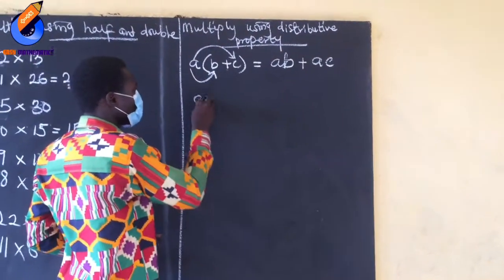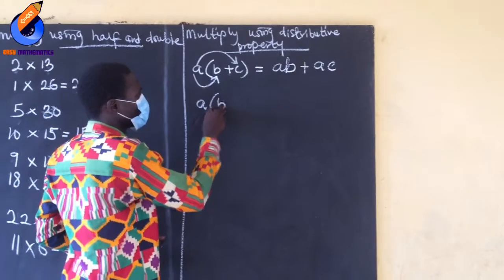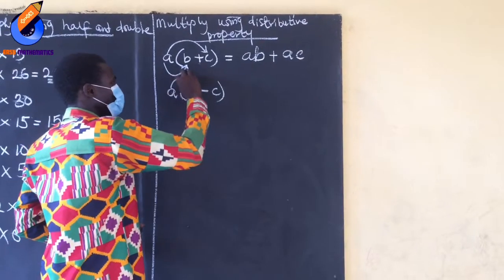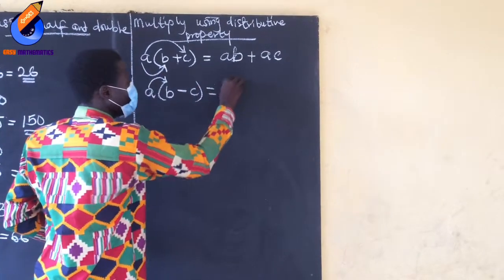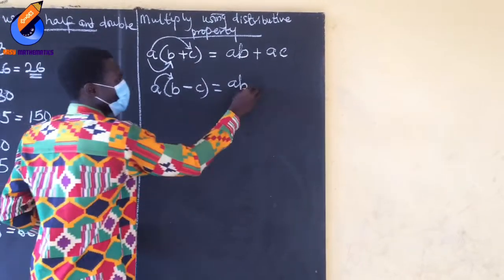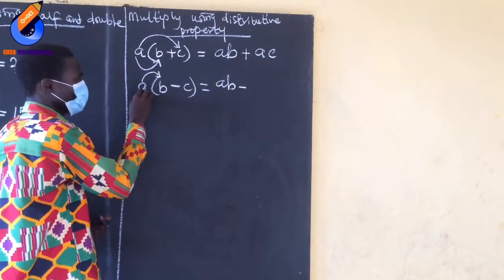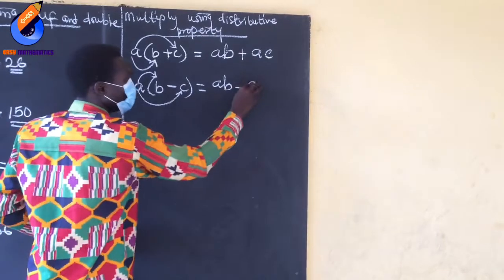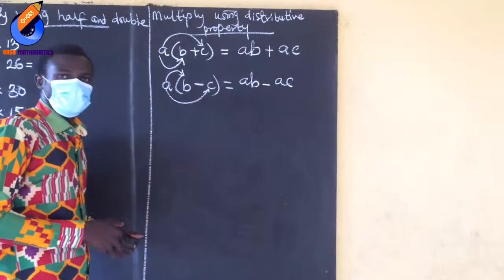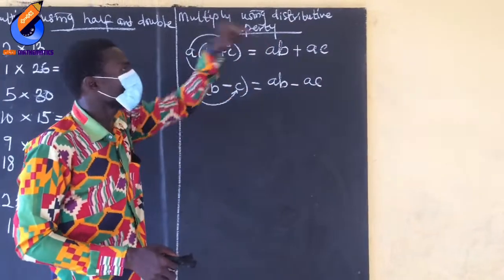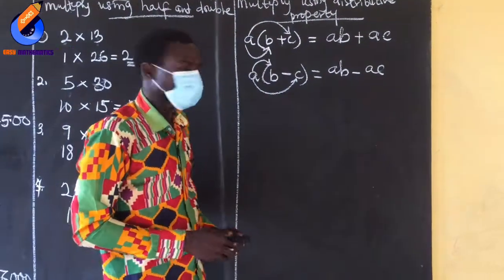Or we can also say that A into bracket B minus C: this times this will give me AB. The sign is minus. Then we also use the same A to multiply C, giving me AC. So we want to look at how to use the distributive property to multiply given numbers.